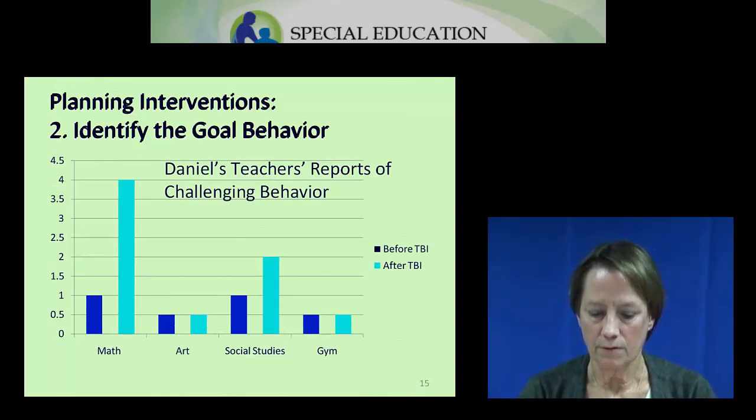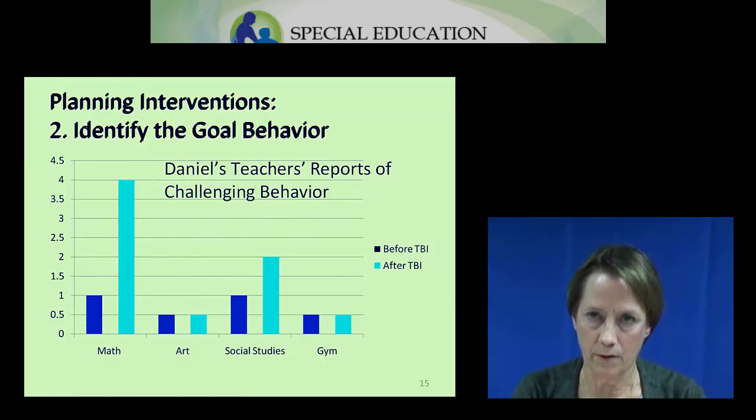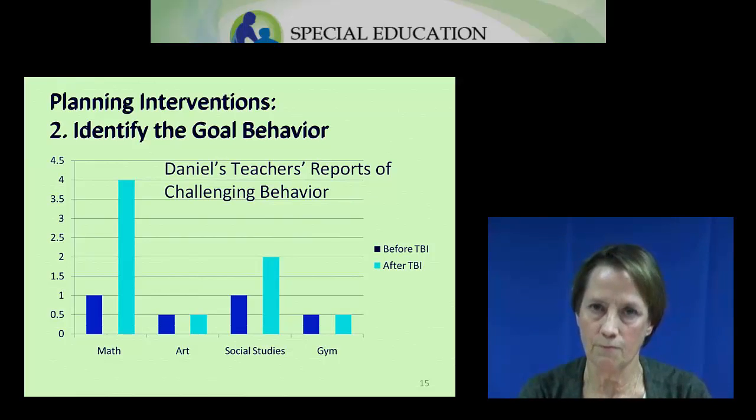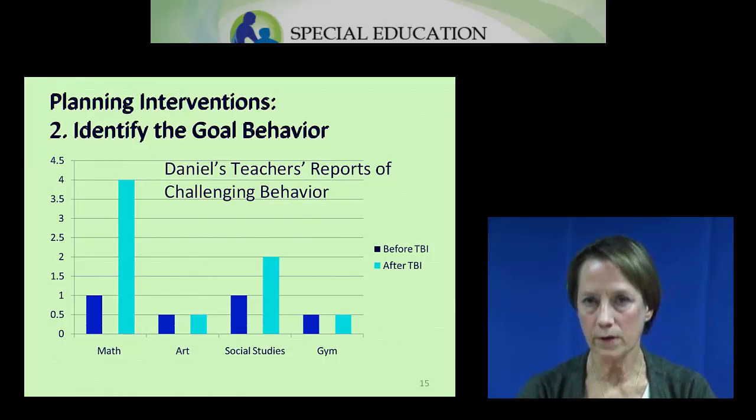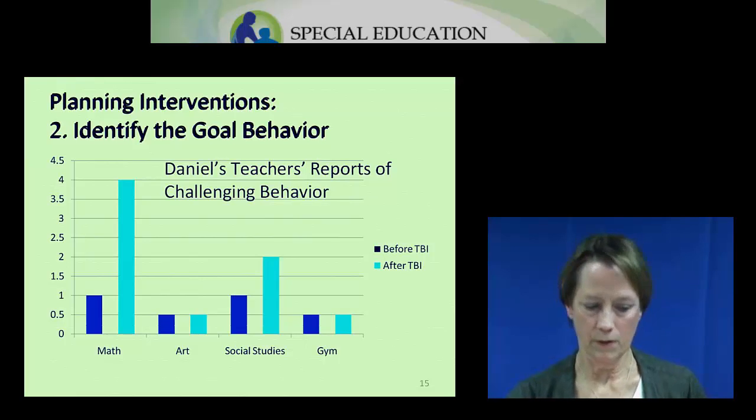So now that we have identified our team, we want to look at the specific goal behavior that we're after. So let's use Daniel and his math class as an example. We've been looking at data about the challenges that Dan has experienced since he came back to school after his TBI. We can see that he had some challenges in classes before his TBI, but now he's got more challenges in most of his classes, or at least some of his classes after TBI. But we can see that math looks like it's the place where Daniel's having the most difficulty. So we're going to decide to start with math intervention with Dan.